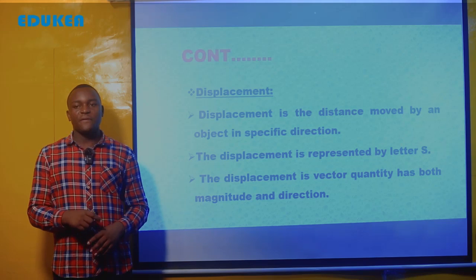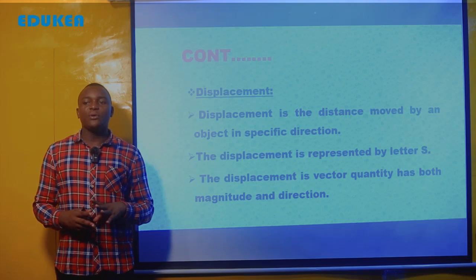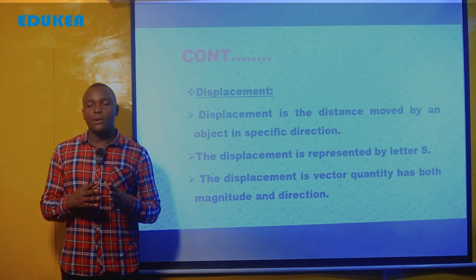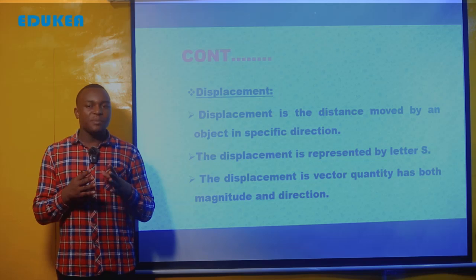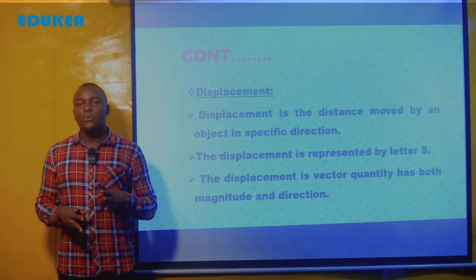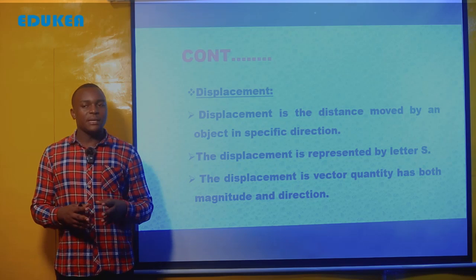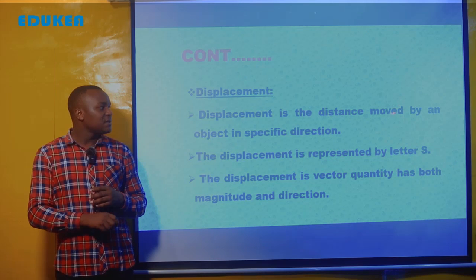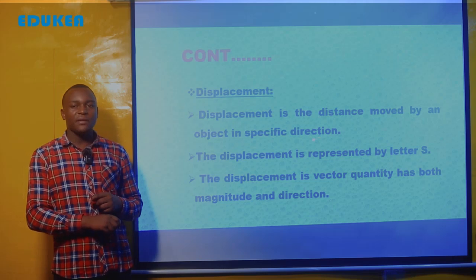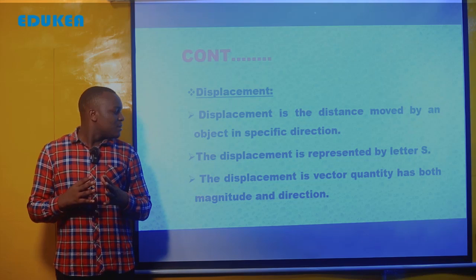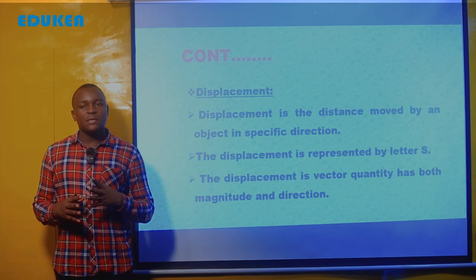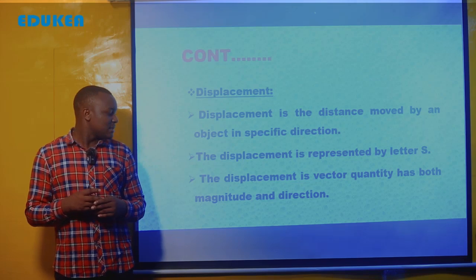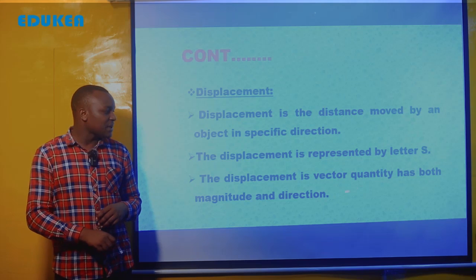Mjongeo uliofanywa na kitu katika uelekeo unaojulikana, katika specific direction, huo mjongeo tunaita ni displacement. Displacement is a distance moved by an object in a specific direction. So displacement is represented by the capital letter S. The displacement is a vector quantity. Kwa nini displacement inakuwa ni vector quantity?